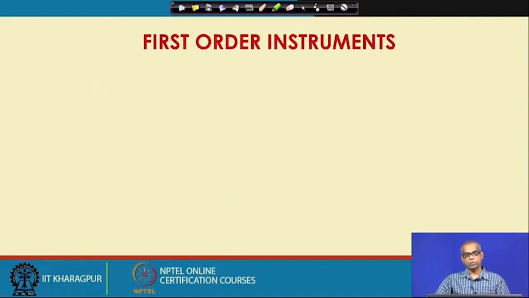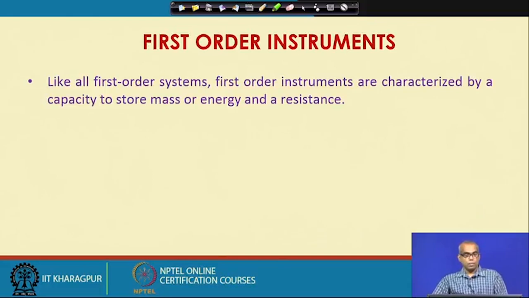Now, let us talk about first order instruments. Like all first order systems, first order instruments are characterized by a capacity to store mass or energy and a resistance. So, in all first order systems or first order instruments, you will be able to identify two terms. One is capacitance, another is resistance. Capacitance represents the instrument's capacity to store mass or energy, and there will also be a resistance associated with the flow of mass or flow of energy.